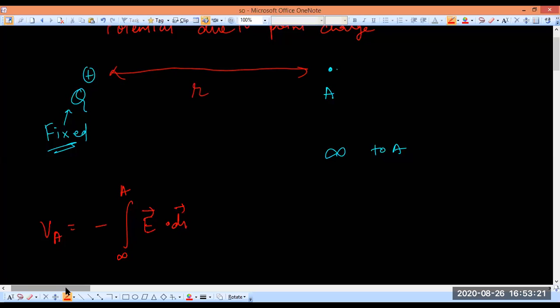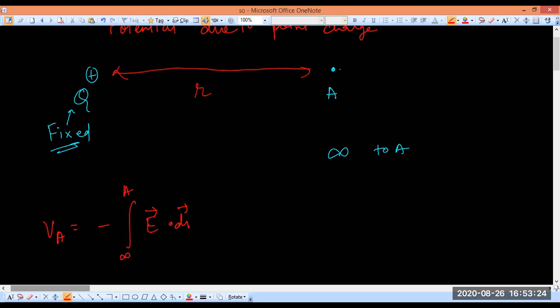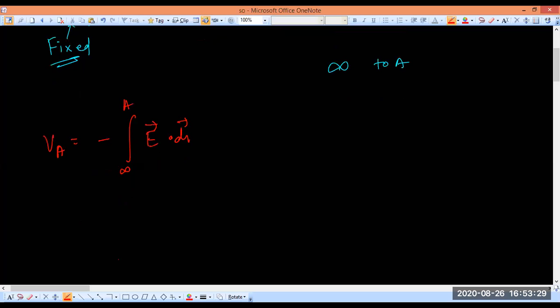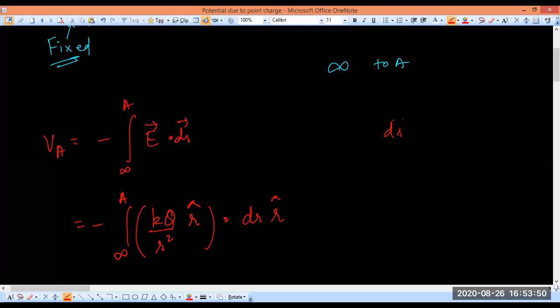Okay, so now this point charge Q is going to create an electric field. So that electric field is going to be, minus integral from infinity to A, kq by r square r hat. I think everyone remembers that this is the electric field due to a point charge, right? Dot dr vector is nothing but dr r hat. That we used to write position vector dr like this. I hope you all remember that. If you want to write it in radial form, you write it like this.